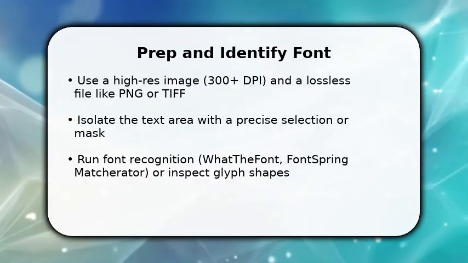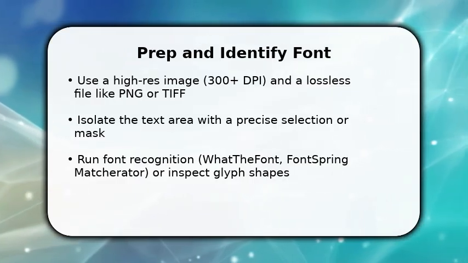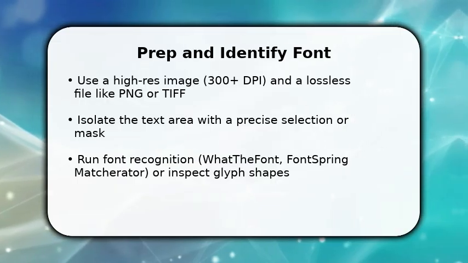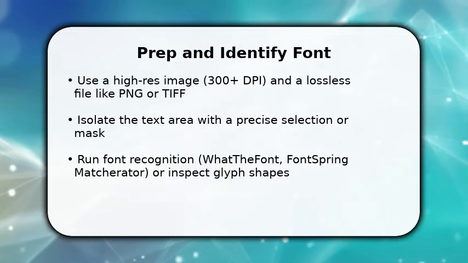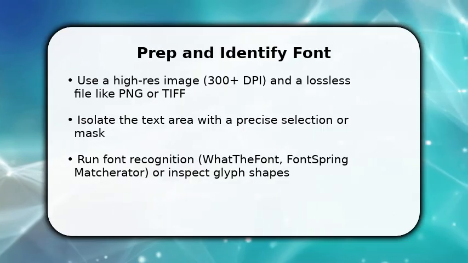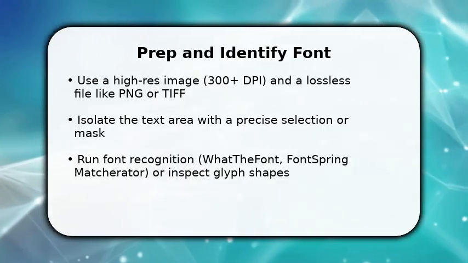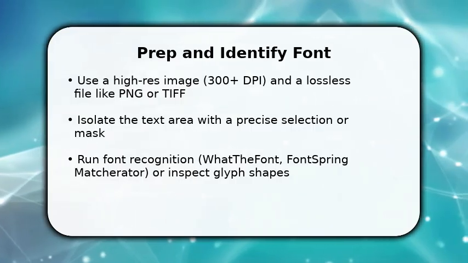You begin with the essentials: a clean, high-resolution image and a selection that isolates the text. First, make a duplicate layer and mask around the letters so you can work non-destructively. Next, use a font recognition tool or visually compare glyph shapes to find the nearest match. This is critical because the entire method depends on matching the original font.